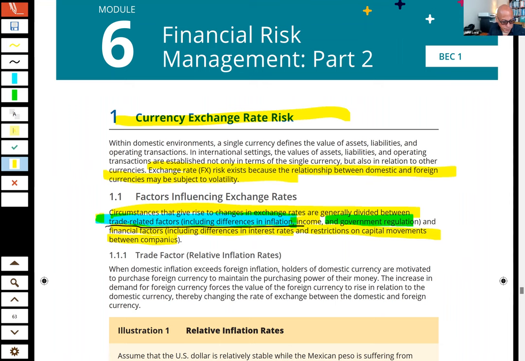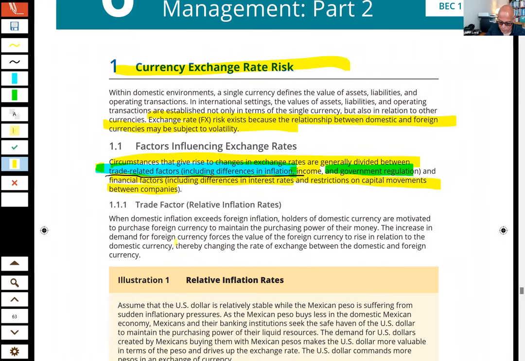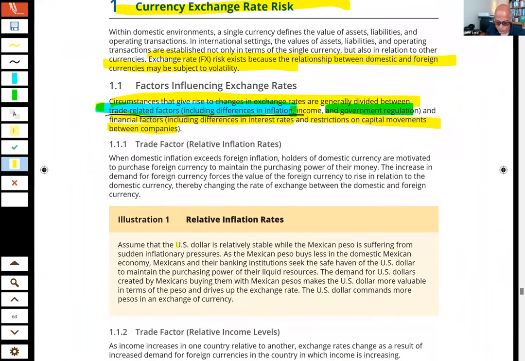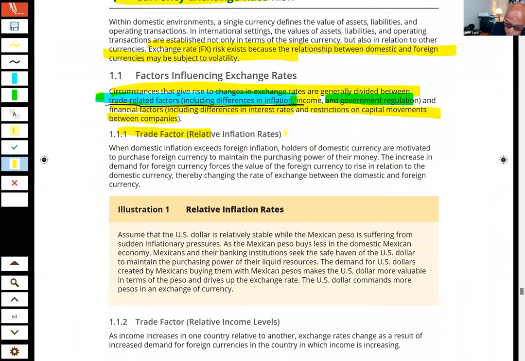Okay, so let's go ahead and take a look at the inflation factors, the trade-related factors, and let's look at relative inflation rates. So what happens when domestic inflation exceeds foreign inflation? Holders of domestic currency are motivated to purchase foreign currency to maintain the purchasing power of their money. The increase in demand for foreign currency forces the value of the foreign currency to rise in relation to the domestic currency, thereby changing the rate of exchange between the domestic and foreign currency.